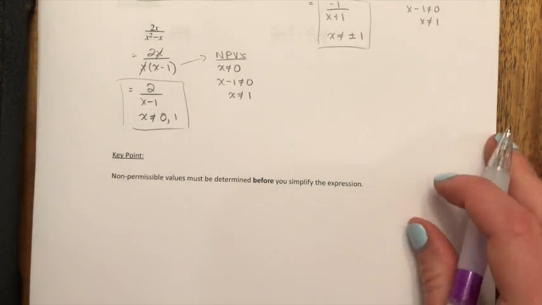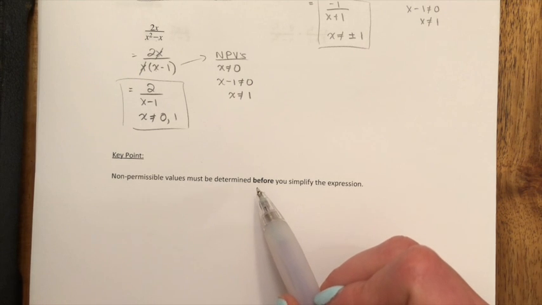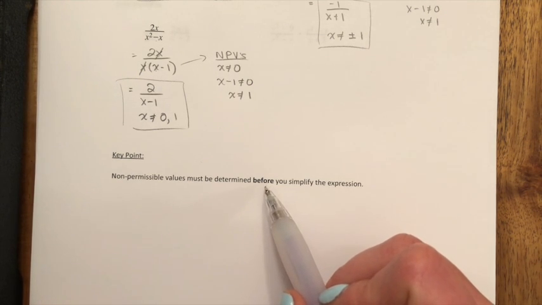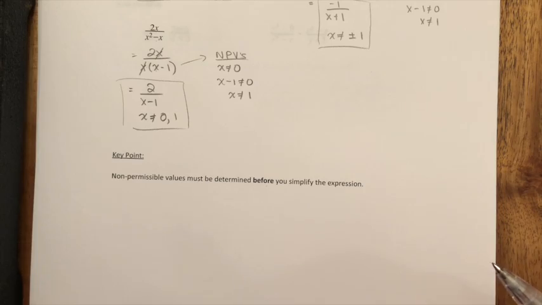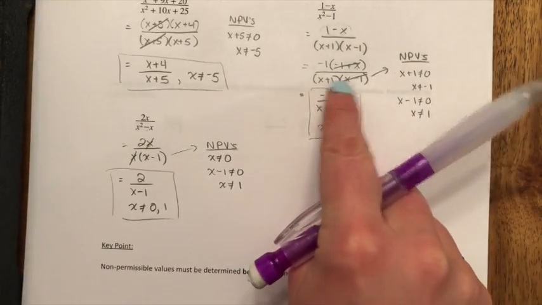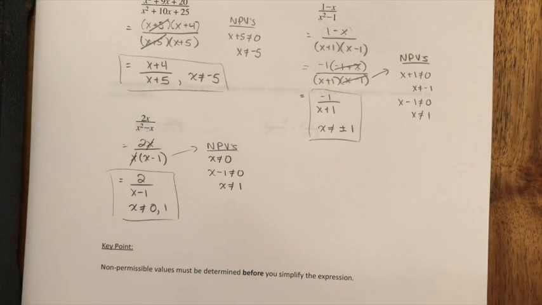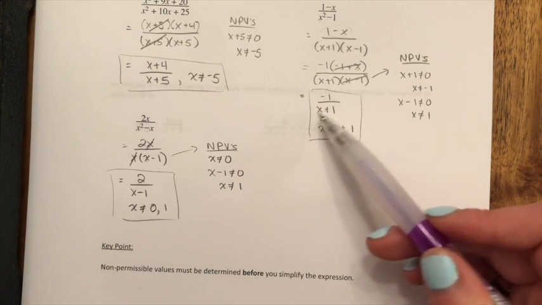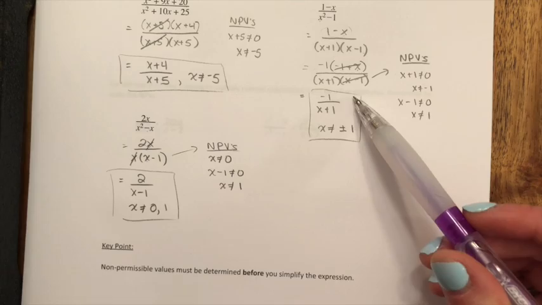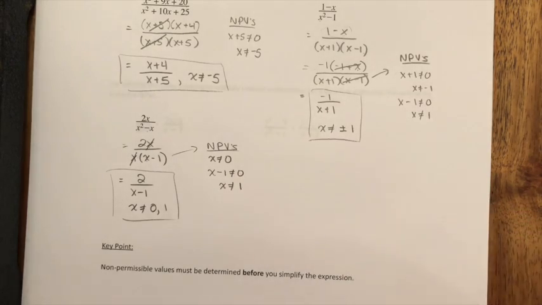The key point from today is non-permissible values must be determined before we simplify the expression. It's okay if you forget sometimes, that happens, I did up here, but you have to go back before we canceled stuff out and do our NPVs. It's really important that those NPVs get dealt with before the end, whether we're going back and doing it or we're doing it as we reach that step.